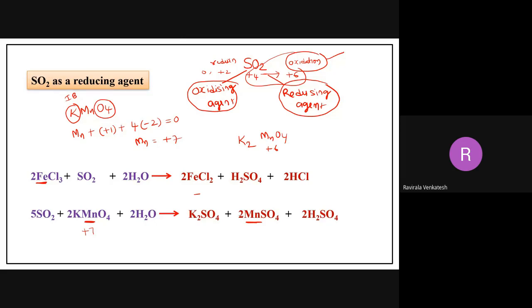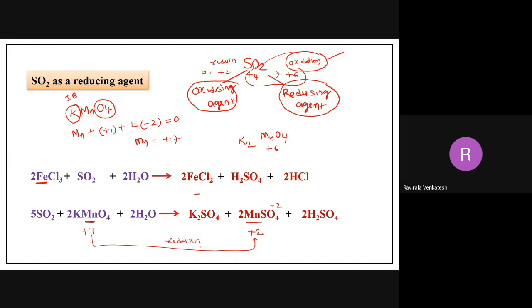+2. +2. हाँ, +2 because SO4 कितना है बेटा? -2. तो मैंगनीज का कितना आएगा? +2. अब देखो, +7 converting into +2, which reaction you can call this one?